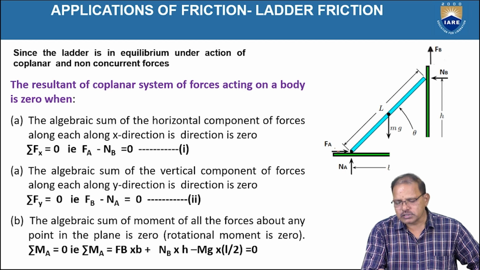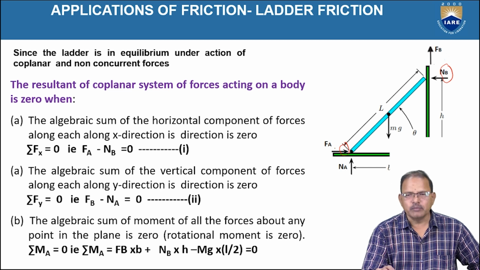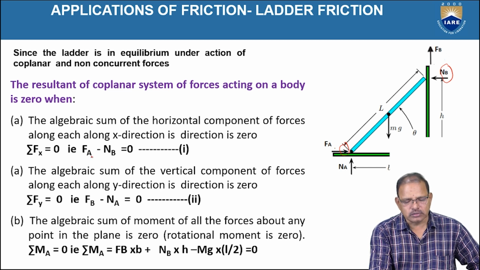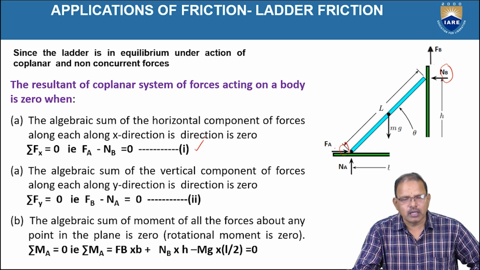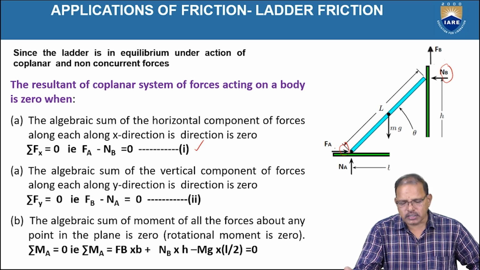Of the horizontal components of forces here, Fa is acting toward the left-hand side and Nb is acting toward the right-hand side. Both should be equal in magnitude and act in opposite directions. The sum should be equal to 0, or in other words, Fa minus Nb is equal to 0. Generally, while taking algebraic sums, forces acting toward the right-hand side are treated as positive and forces acting toward the left side are treated as negative.